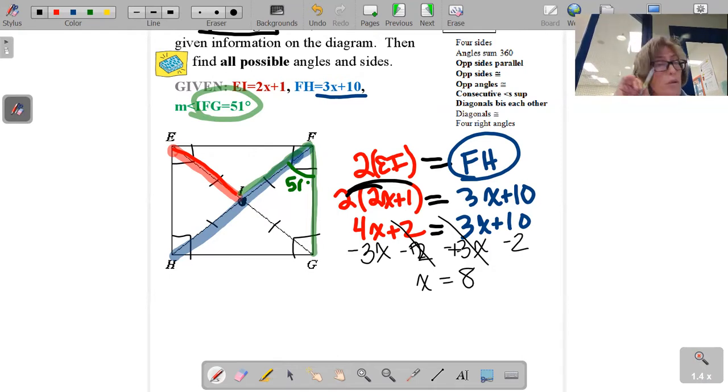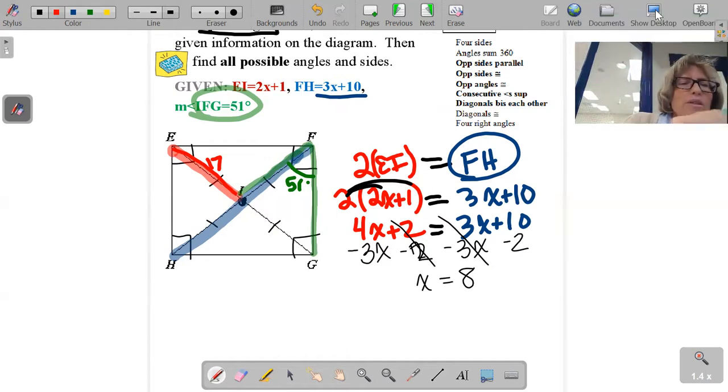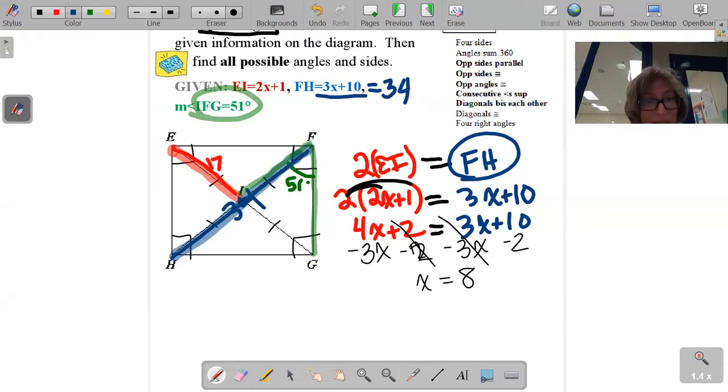Now, once you've solved for x, we're going to plug it in and see if it actually works. So we're saying x is 8. Well, let's see if it works. 2 times 8, 16 plus 1 is 17. So that means this is 17. And then here, 3 times 8 is 24, plus 10 is 34. So this entire thing is 34. And it takes 2 17s to get into 34, so you know you're right.